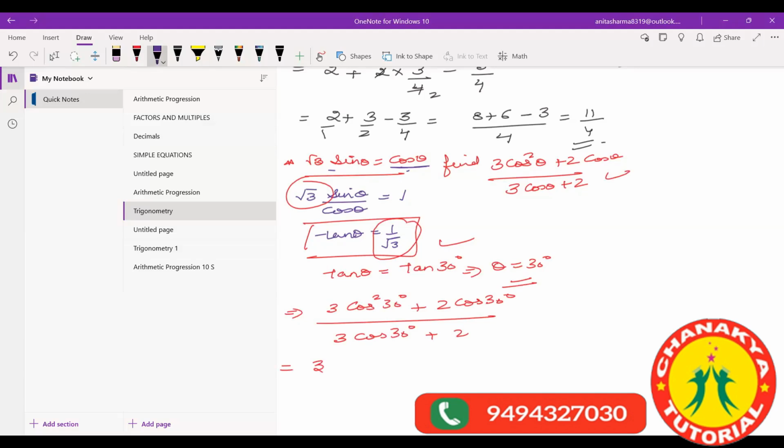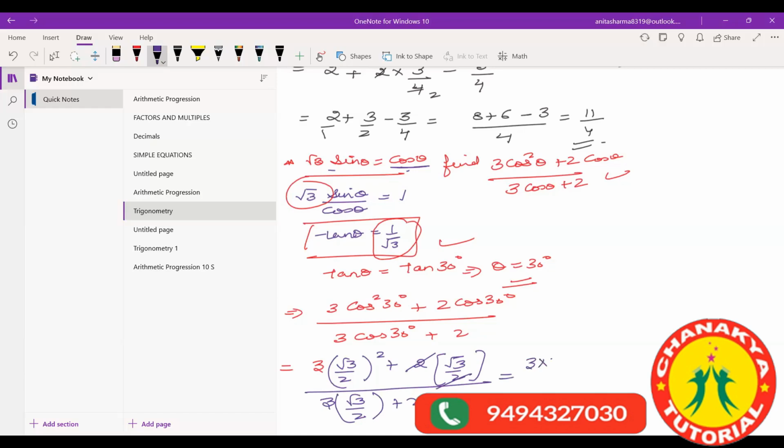Recently you told me the value of cos 30 is root 3 by 2. Then 2 cos 30 is 2 into root 3 by 2, upon 3 cos 30, which means 3 root 3 by 2, plus 2. Right? The 2s cancel.